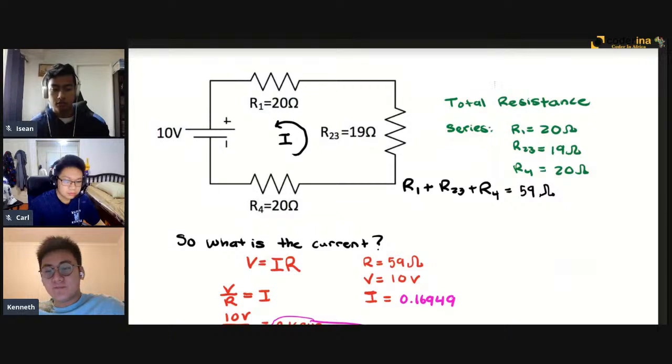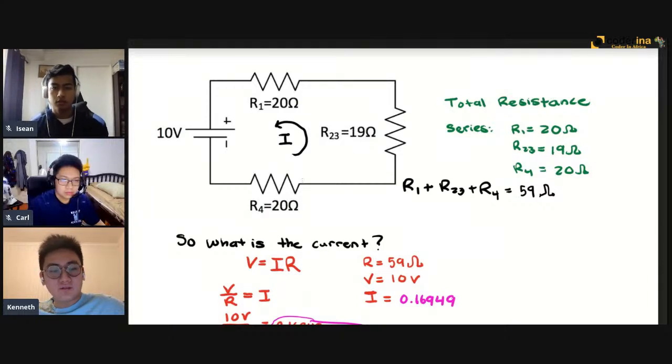As I was writing this while Ishan and Carl were talking, I found that they're actually really easy. I found problems that were mainly dealing with Ohm's law, and I wrote one up.